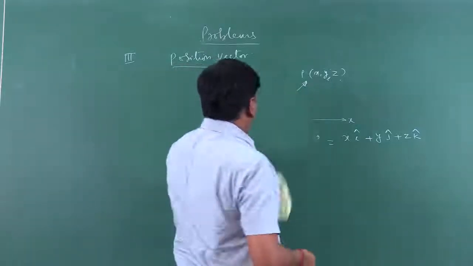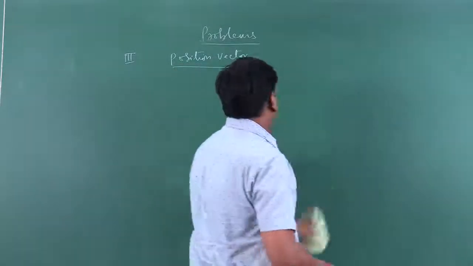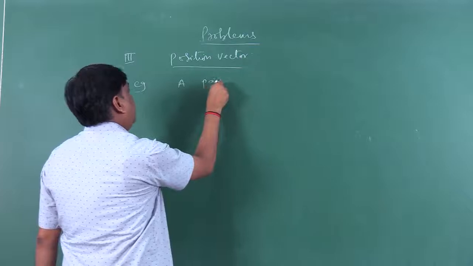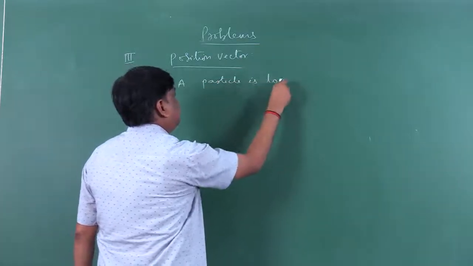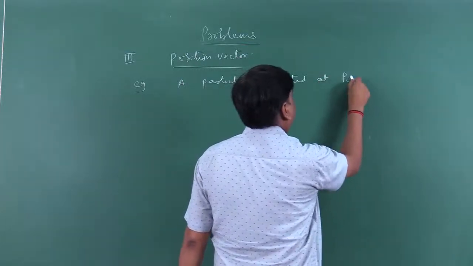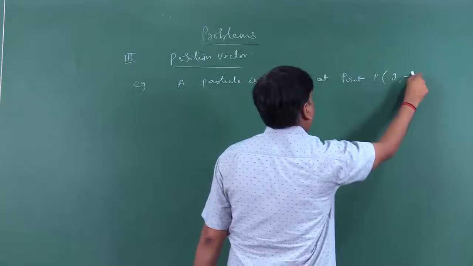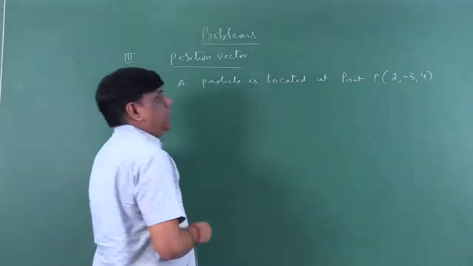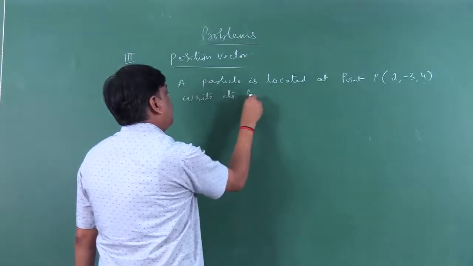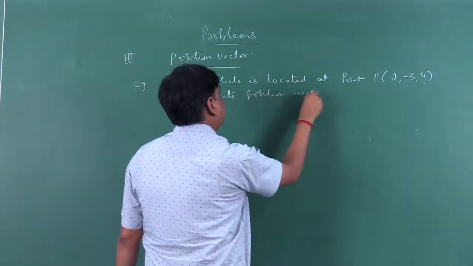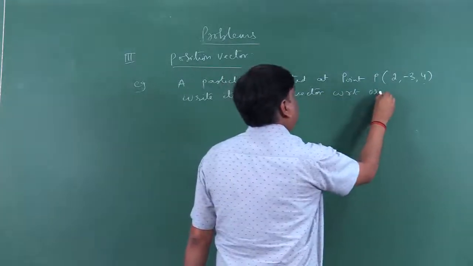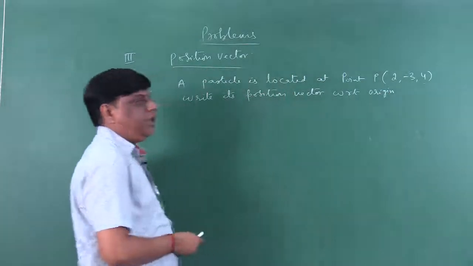So now we can find the position vector of anything, and for that we only need to know an origin. So for example, if I say that a particle is located at point P whose coordinate is 2, -3, 4, write its position vector with respect to origin. WRT means with respect to. So what is its position vector with respect to the origin?